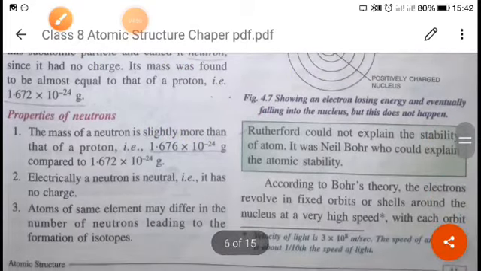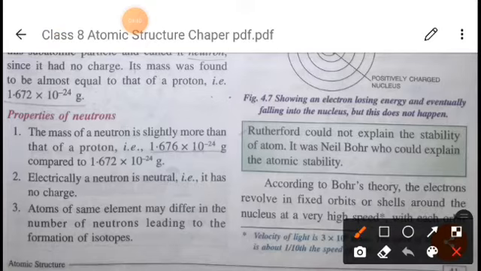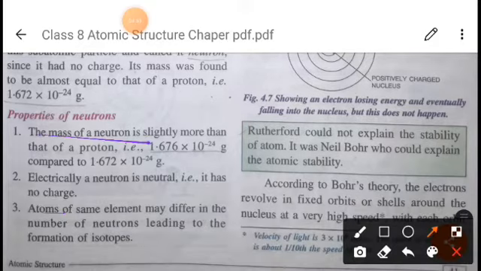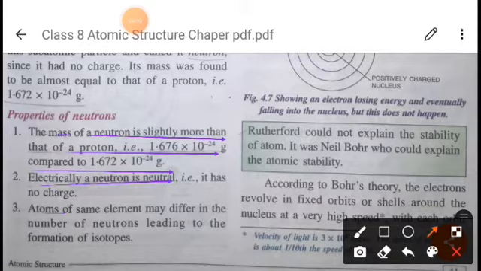Now we will see the properties of the neutron. The mass of the neutron is slightly more than that of the proton, which is 1.676 into 10 to the power minus 24 gram, compared to 1.672 into 10 to the power minus 24 gram. And when we talk about the charge, it is electrically neutral, which means no charge.